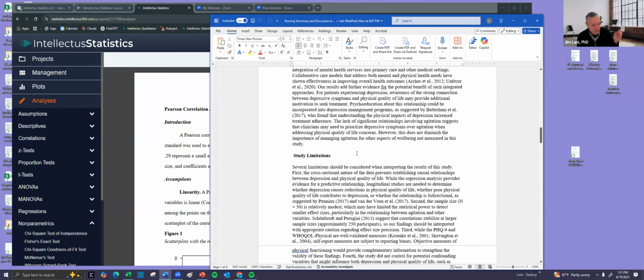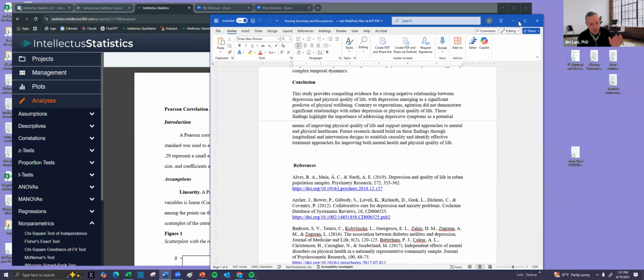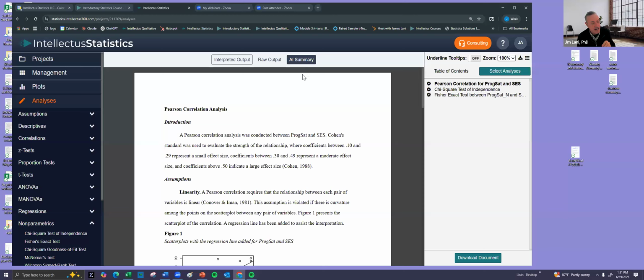Limitations, future research, conclusions, and references. So this is all coming out of the AI summary. The methodology is helping you determine what analysis, based on my research questions and level of measurement, and this tool can help you conduct those analyses very quickly, and this can actually start kicking off your discussion. Okay.